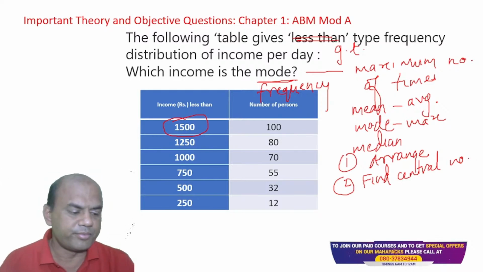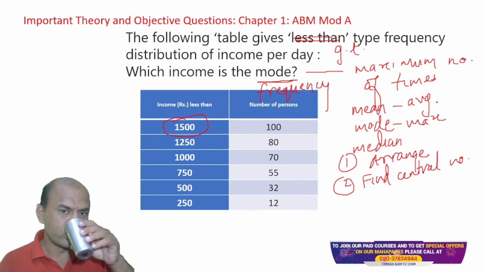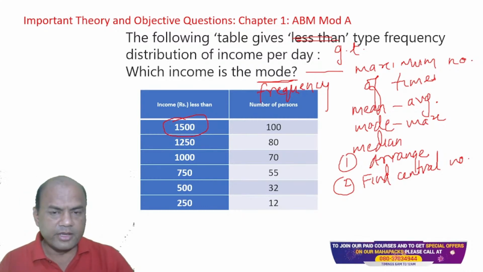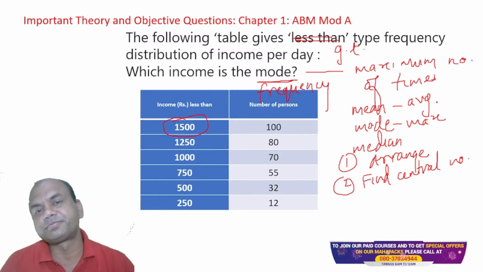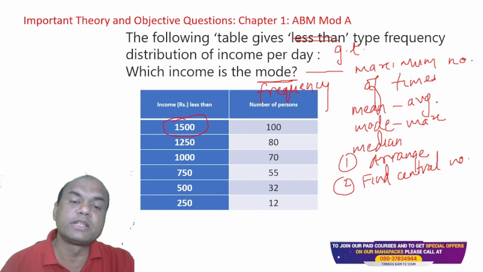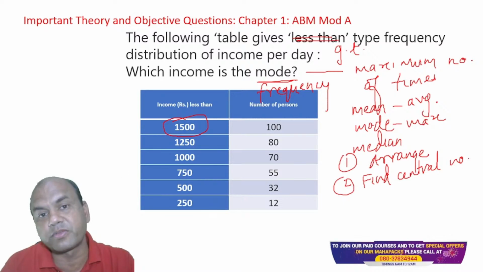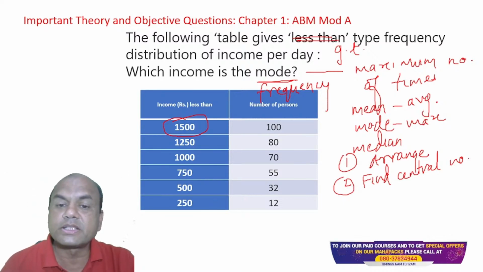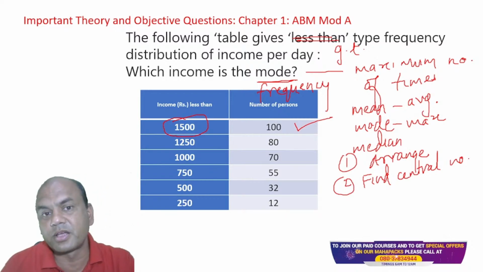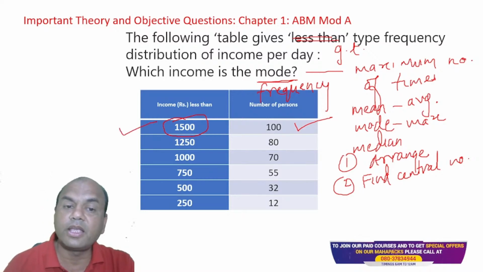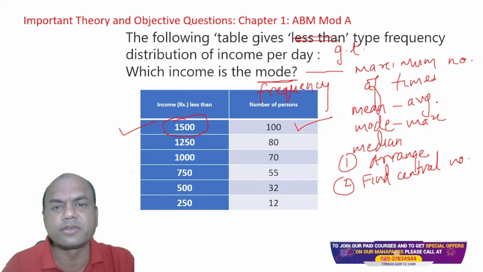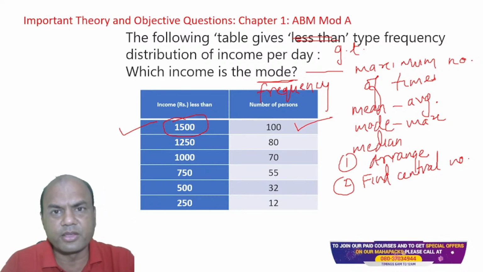So now tell me, which one is the mode in this? Which one is coming maximum number of times? This is the frequency. Which one has a maximum frequency is a mode. So which is having maximum frequency? 100. So which income class is having this modal class? This is 1500. So this is your answer. In exam, tick on that wherever 1500 is given. Clear, simple? Got it? Shall we move ahead?